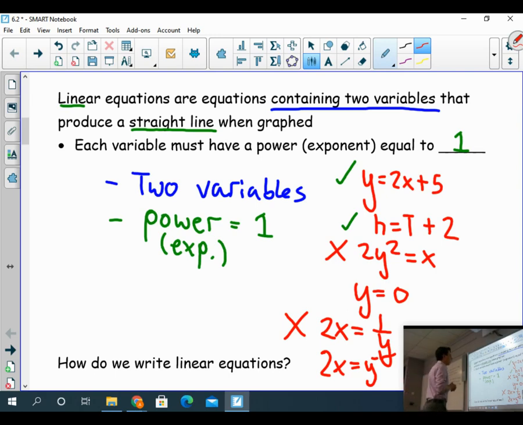Now, what about y equals 0? Well, the temptation is to go, well, the power is equal to 1, there are not two variables. But it's still, if you would graph this, you would see a line. So how do we rectify this? How do we justify this given our criteria?